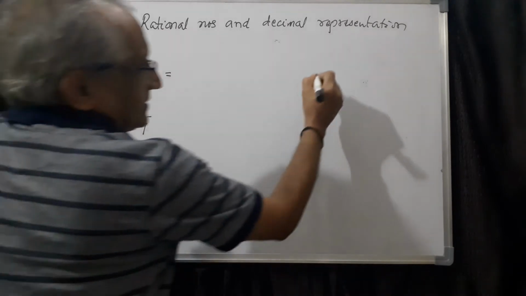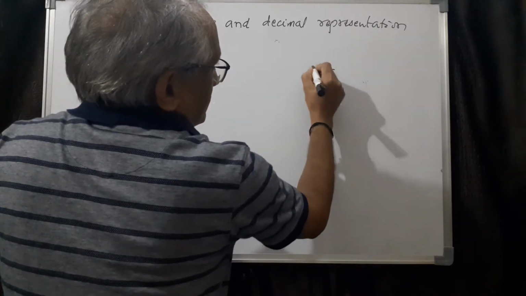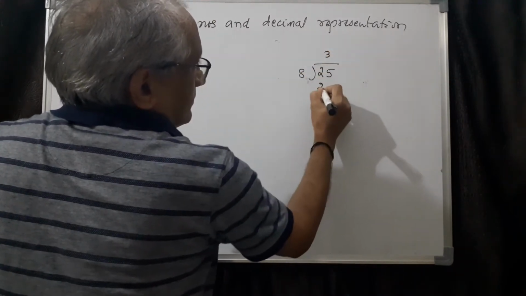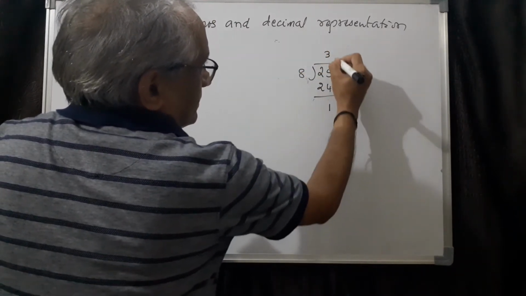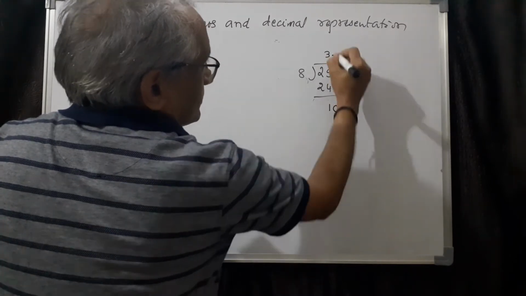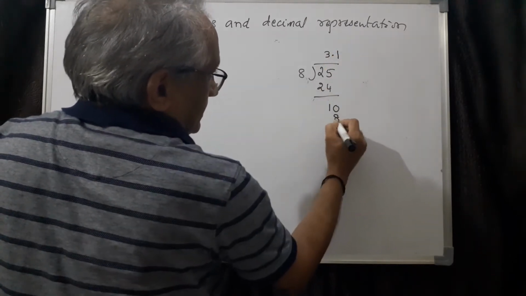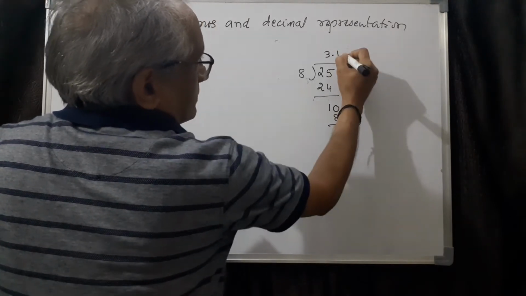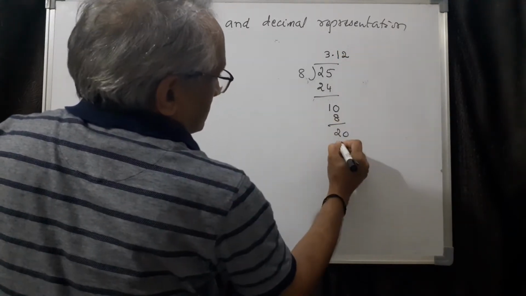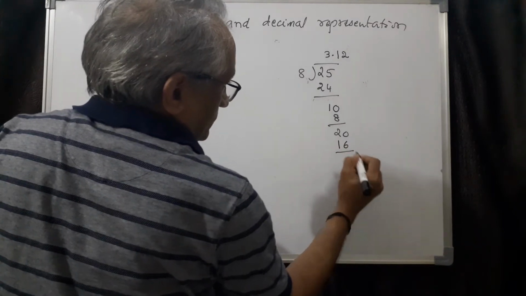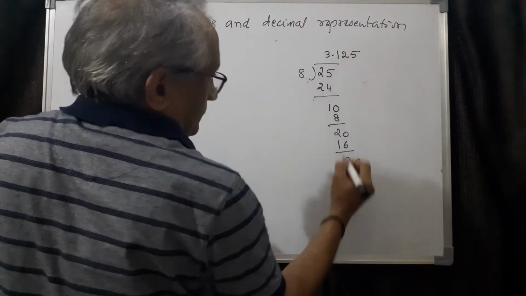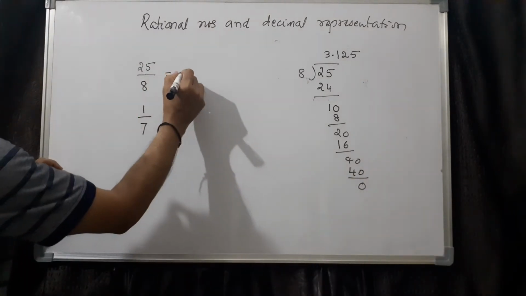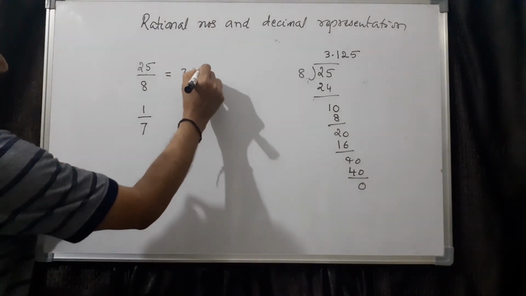You can check here 25 divided by 8: 3, carries 1, then 0, 8 twos are 16, carries 4, then 0. So this is actually 3.125.